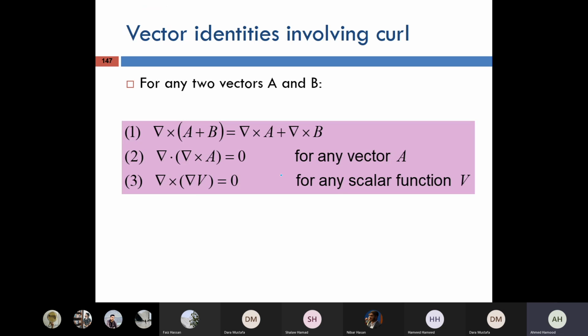So let's see some of these properties which we have. For example, delta cross (A plus B) is equal to delta cross A plus delta cross B, right? And delta dot (delta cross A) is equal to 0. And delta cross delta V, which is the gradient of V, is also equal to 0.